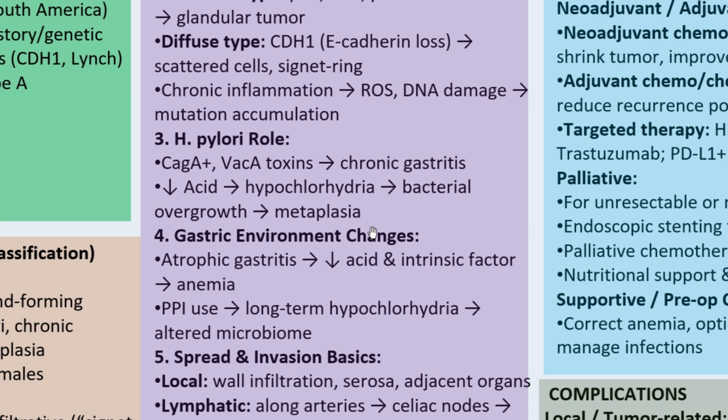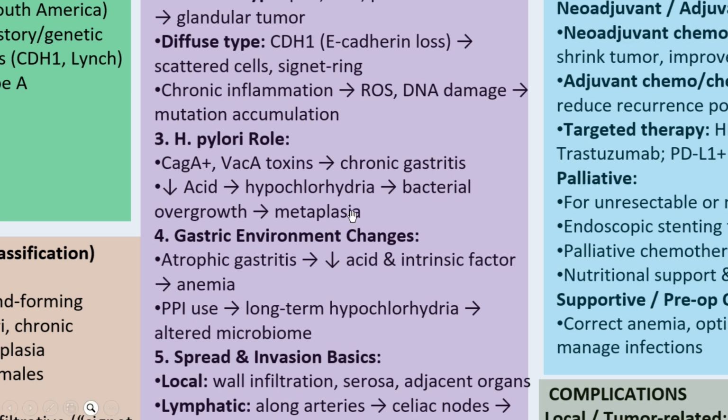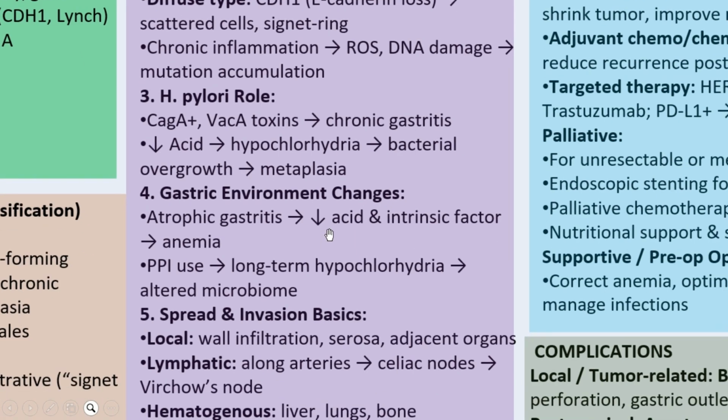So when you have bacterial overgrowth, there is production of nitrosamines and other things, and in the end, the lining is going to start looking like the one that is in the intestines, because it's the intestines where we have low acid and where we have actually bacterial overgrowth. So we have a metaplasia, and the metaplasia is going to lead to a dysplasia, and the dysplasia will then lead to carcinoma.